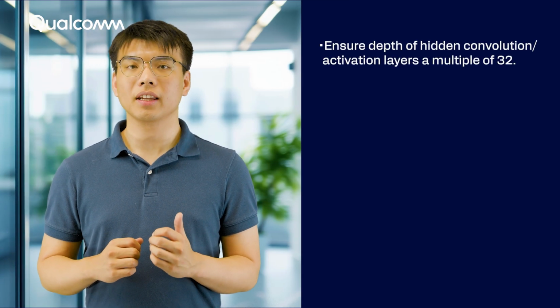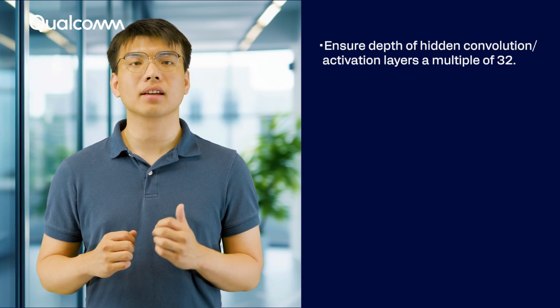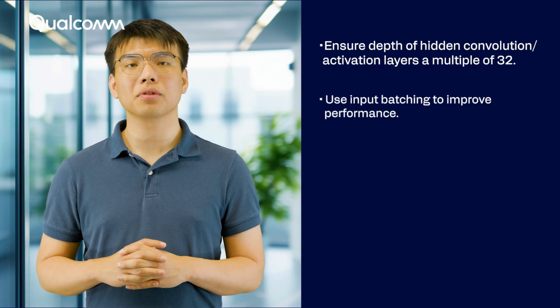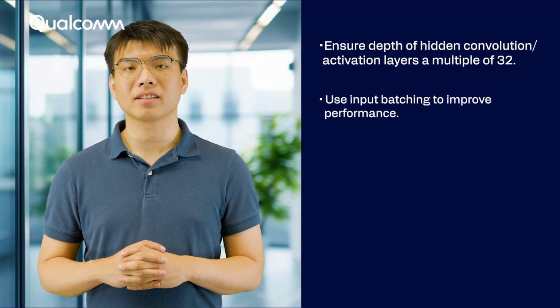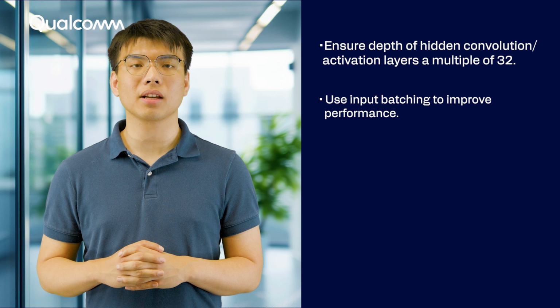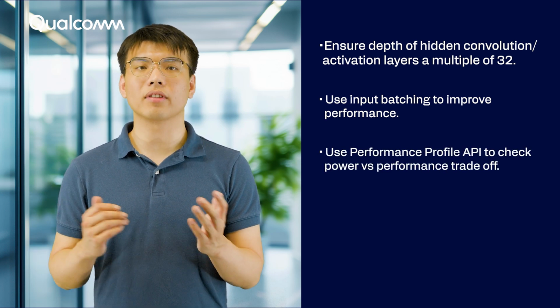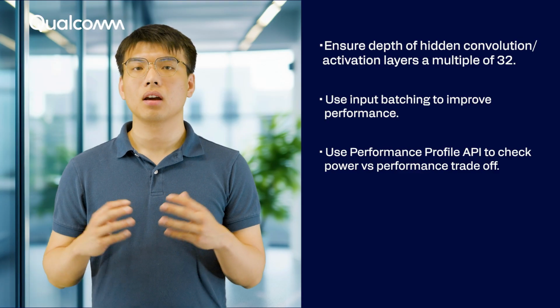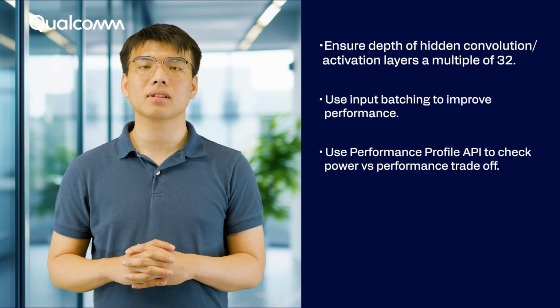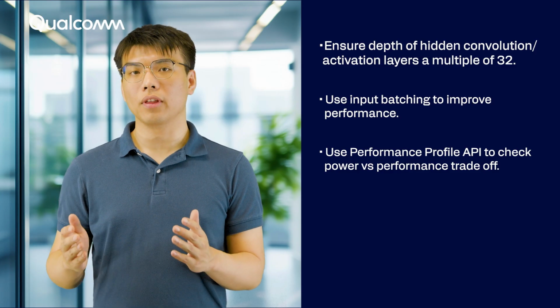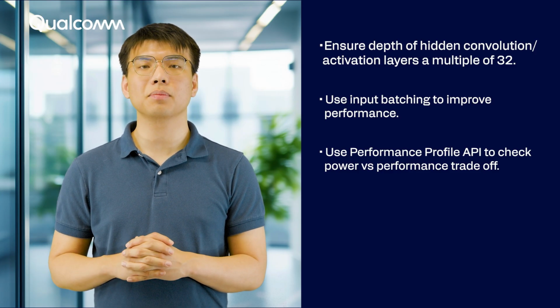Performance of a model can be tuned with the following parameters. Ensure the depth of hidden convolution or activation layers is a multiple of 32. Use input batching to improve performance. The appropriate batch size for a network depends on the model itself. Use the Performance Profile API to check the power versus performance trade-off. Burst mode gives the best performance as the clocks are locked to Turbo L1 mode. With this, the CPU wouldn't enter into deep sleep.